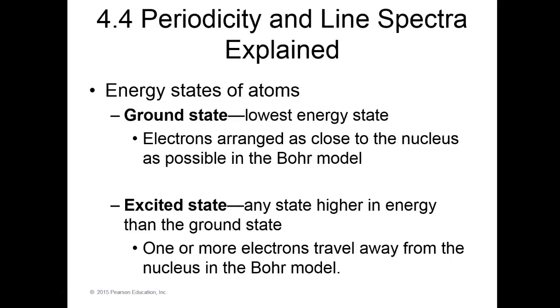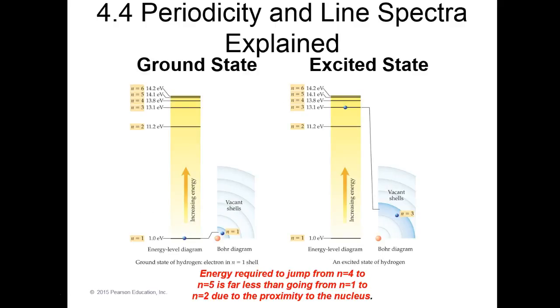We have 2 different energy states of atoms. We have ground state. Ground state is the lowest energy level. The electrons are arranged as close to the nucleus as possible in the Bohr model here. In the excited state, or any state higher in energy than ground state, 1 or more electrons travel away from the nucleus in the Bohr model. I like pictures, so here's a picture. All right, so here we have ground state and here we have excited state. You can see the energy required to jump from level 4 to 5 is far less than going from 1 to 2, due to the fact that level 1 is very close to the nucleus. The further away an electron gets, the less energy it needs to jump to the next level.